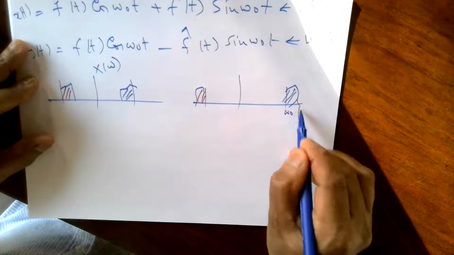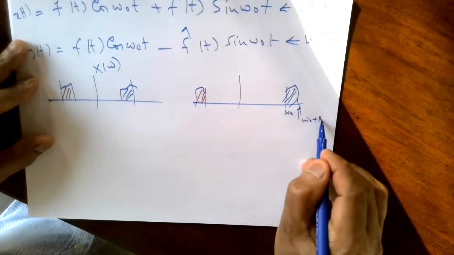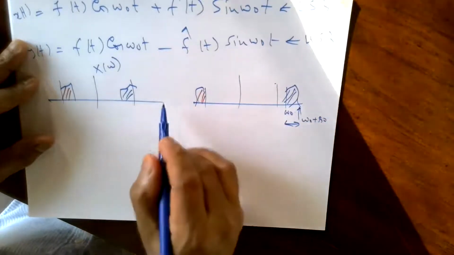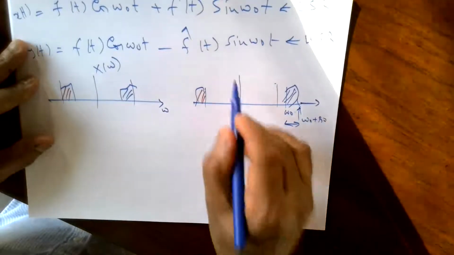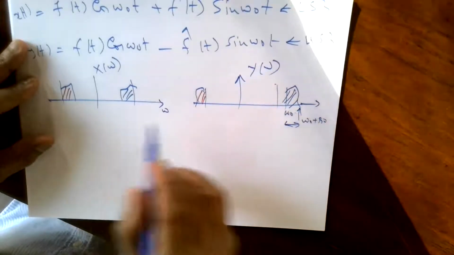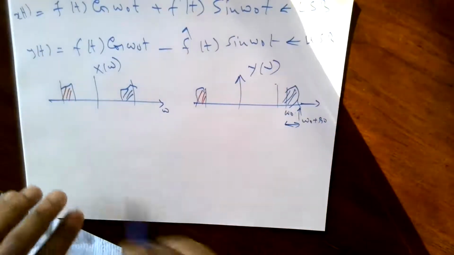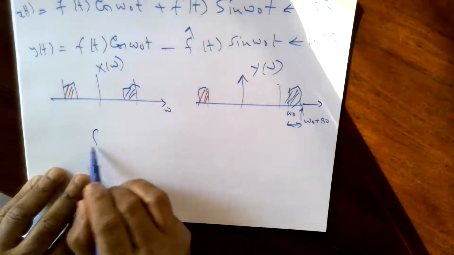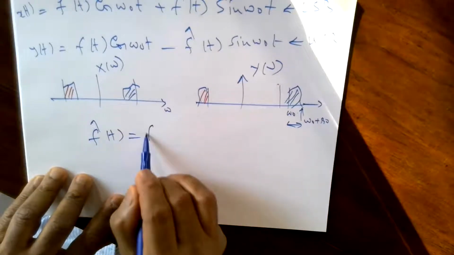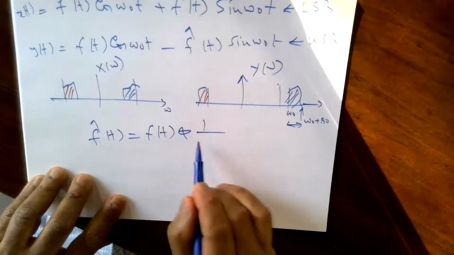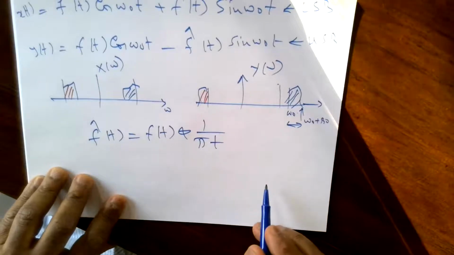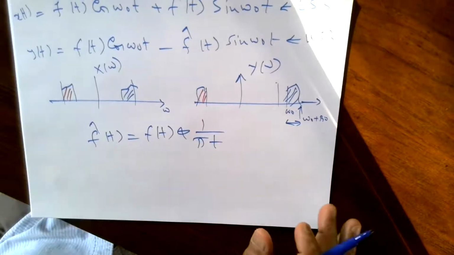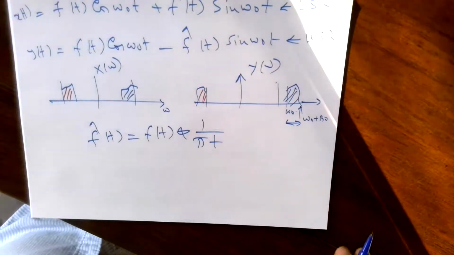So this point is ω₀ plus B₀. You've saved half the bandwidth, so you can pack in another signal there if you want. So this is Y of ω, X of ω. The implementation is, as I said, using the Hilbert transform, f̂(t). This is not the best way to implement, but at least you can see why it will stay real. It is 1 over πt, and in the frequency domain it is a phase shift by plus 90 degrees and minus 90 degrees.